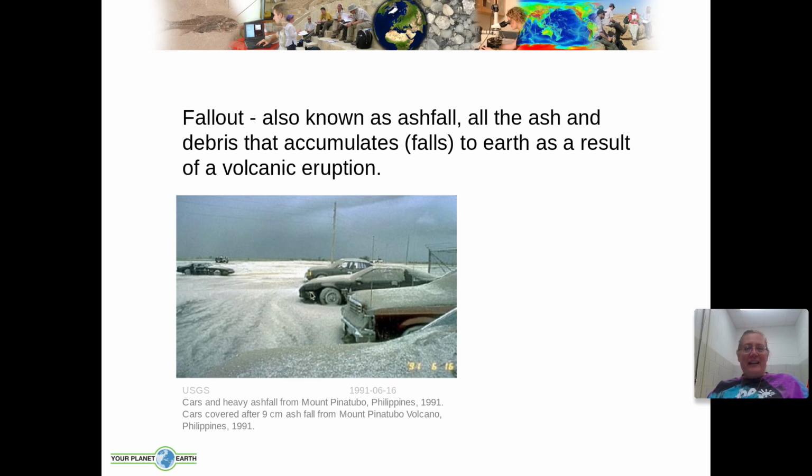Okay, so ashfall looks a lot like snow. It can be a lot heavier, though, as we will talk about later. This is the Philippines in '91, where they would normally never see anything that would resemble snow.